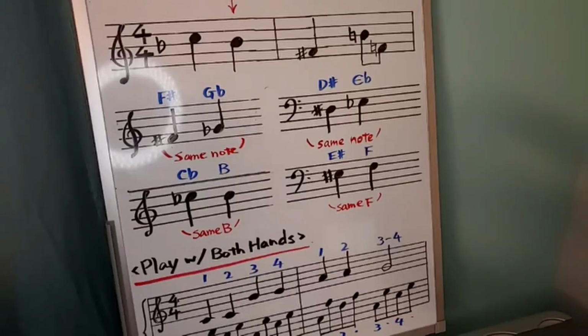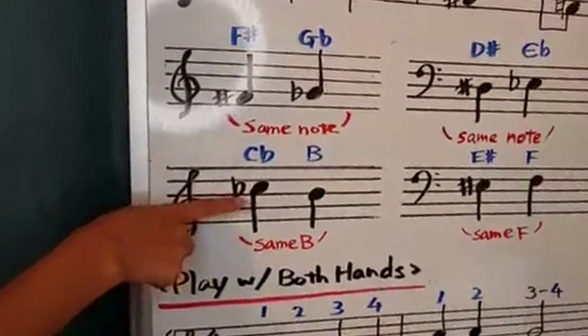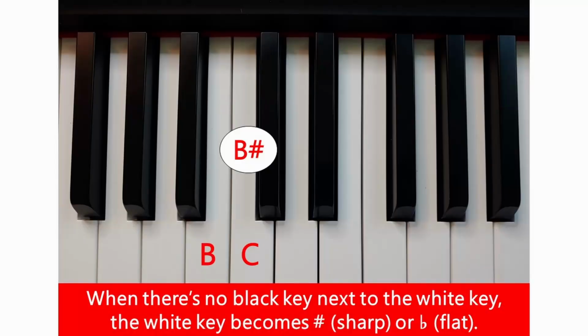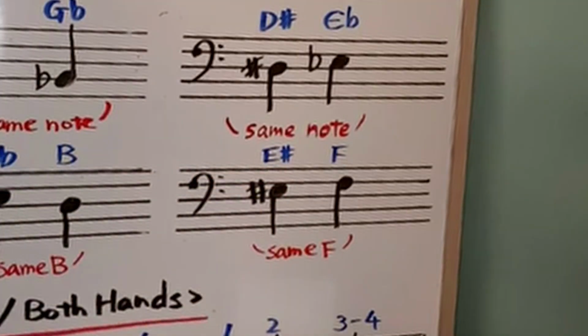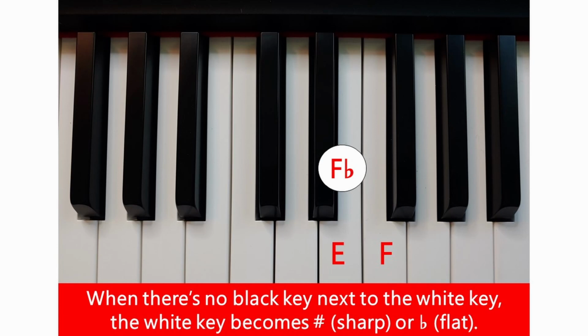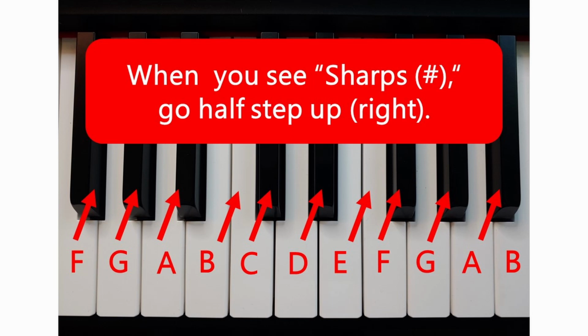Now it gets kind of complicated. What about E and F, and B and C? There are no black keys in between. So what happens is that C flat becomes a B. So B sharp is technically the same thing as C. This is E sharp, which is the same as F. If you reverse it, F flat is equal to E. If you see a flat, you have to go a half step down. And if you see a sharp, you have to press a half step up. You get the hang of playing piano for now.